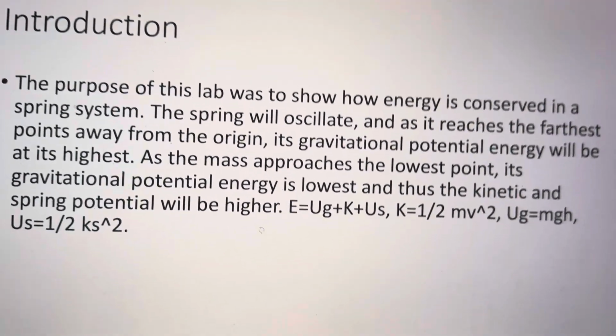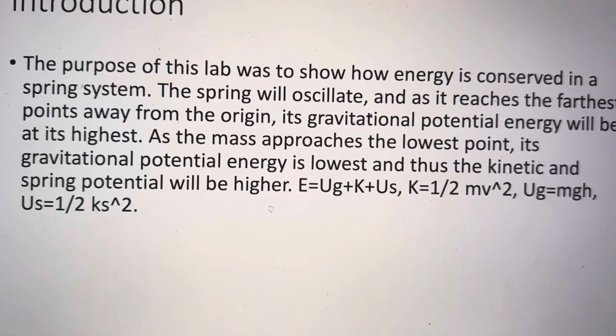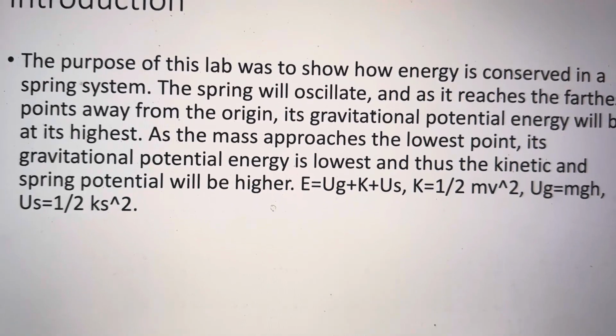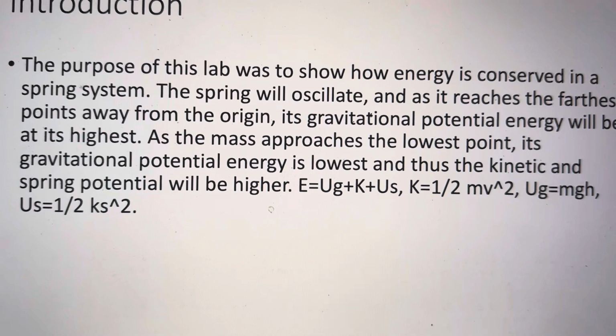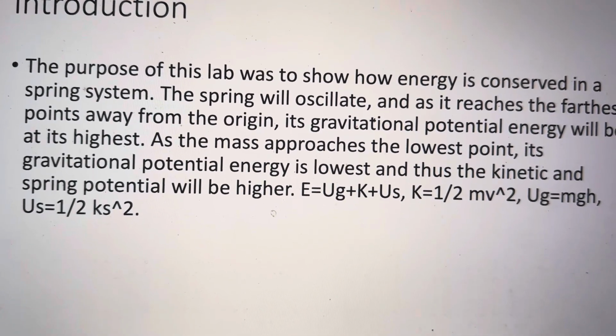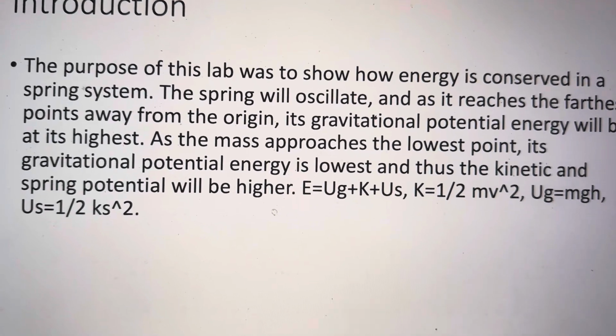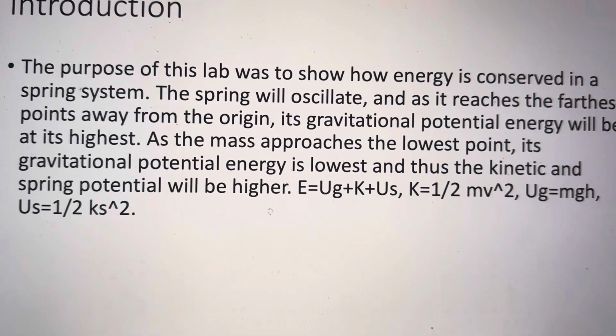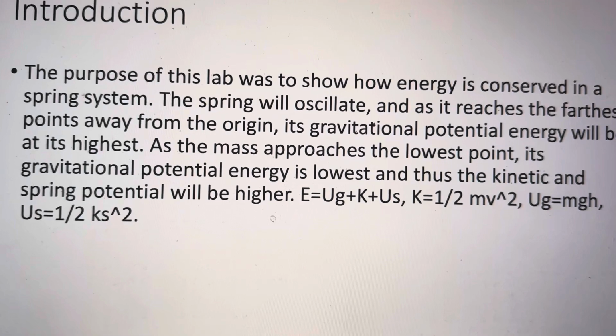The spring will oscillate, and as it reaches its final points away from the origin, its gravitational potential energy will be at its highest. So as the mass approaches the lowest point, its gravitational potential energy is lowest, and thus the kinetic and spring potential energy will be higher.